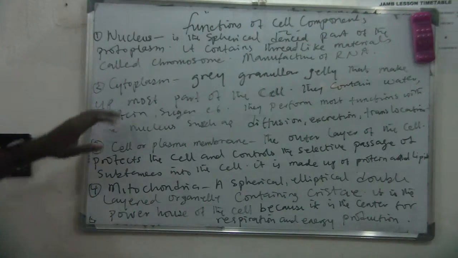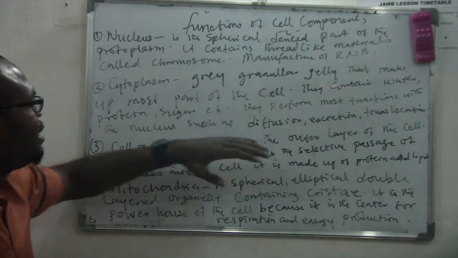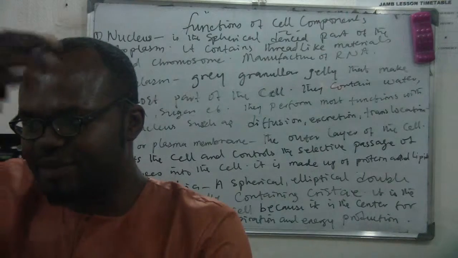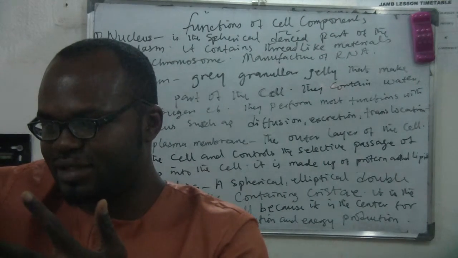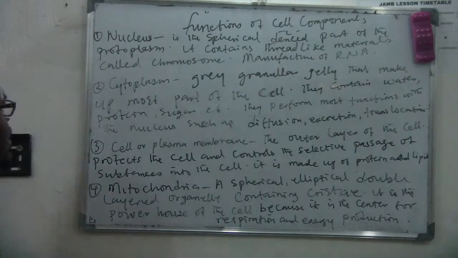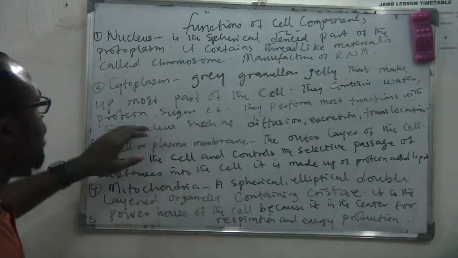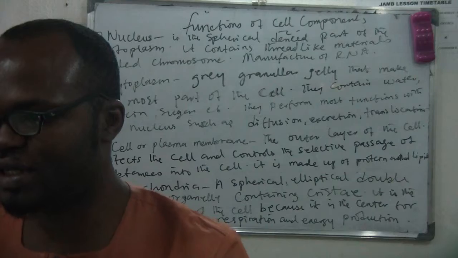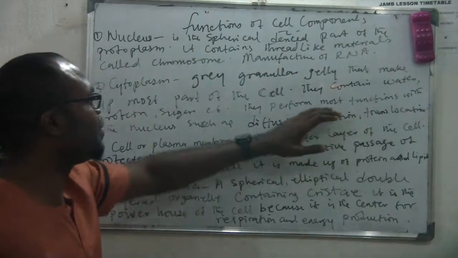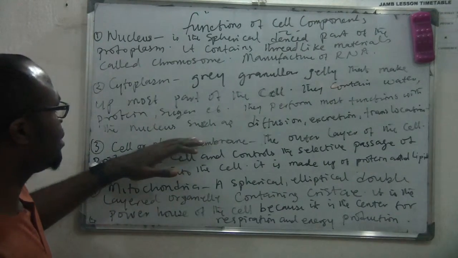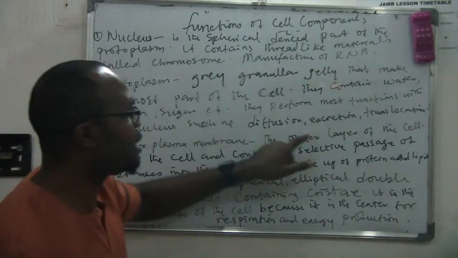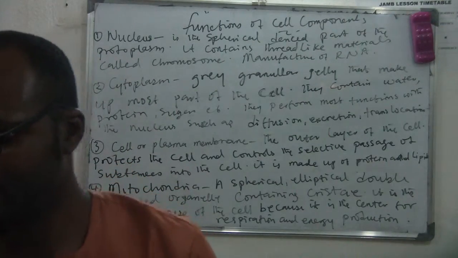Is that clear? Now we'll talk about the cytoplasm, which is the gray granular jelly that makes up most of the cell. You see that in the cell structure that we drew, that empty side where we did not indicate anything inside it, we labeled it as cytoplasm, isn't it? It contains water, protein, sugar, and other things. It combines with the nucleus to perform most functions of the cell, such as division, excretion, and translocation. Is that clear?